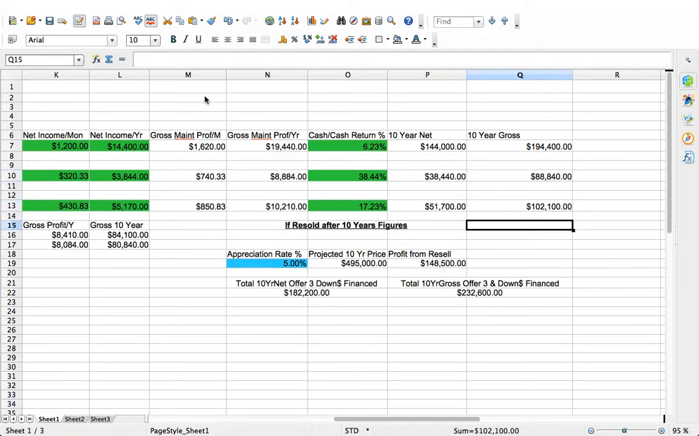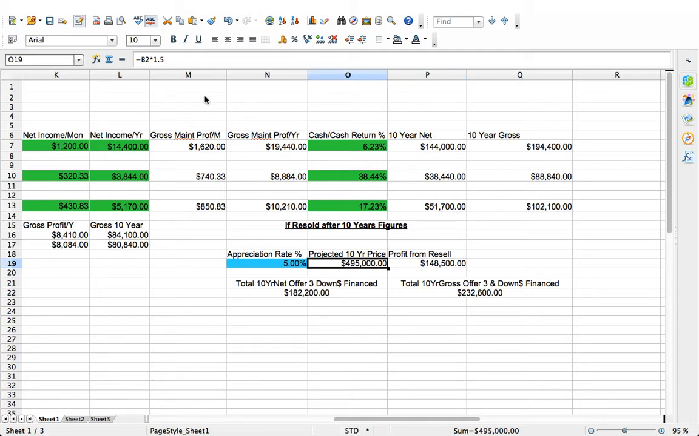And I also threw in over here, if you end up scrolling all this way over, basically if you resold the property after 10 years, I guesstimated about 5% per year of appreciation in the property. So in the projected 10-year price, it went from about 330 to 495,000. So then you can see what you make after the resale. In this case, it'd be about 148,000.